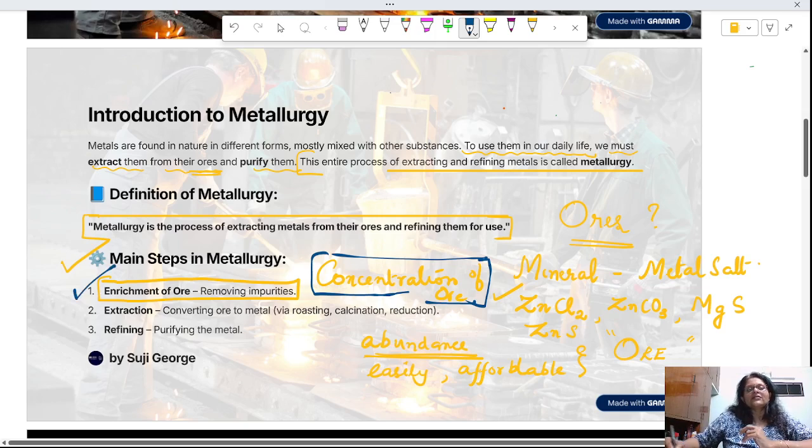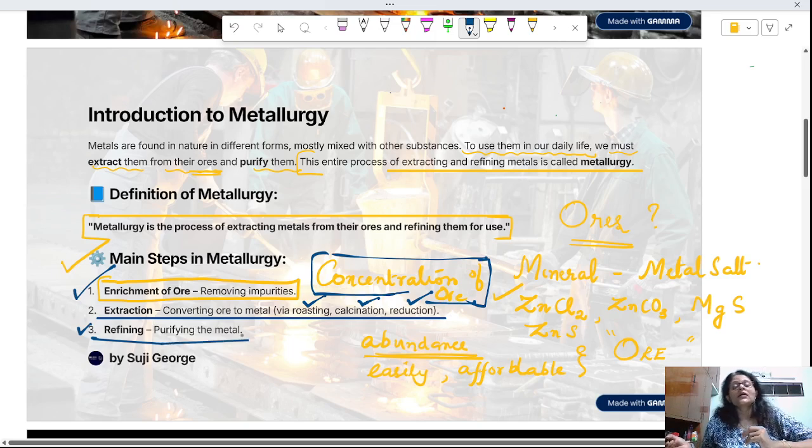First step is enrichment, then comes extraction, or converting ore to metal. There are certain processes that this ore undergoes before it is converted to the metal, and those are called roasting, calcination, and reduction. And after extraction of ore to metals, we have to learn how we are going to refine it.